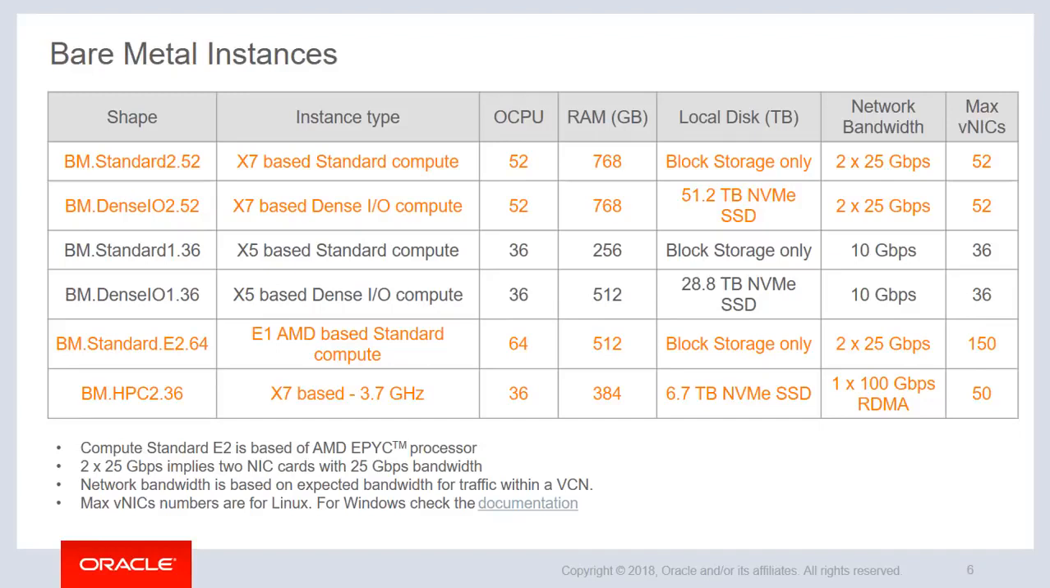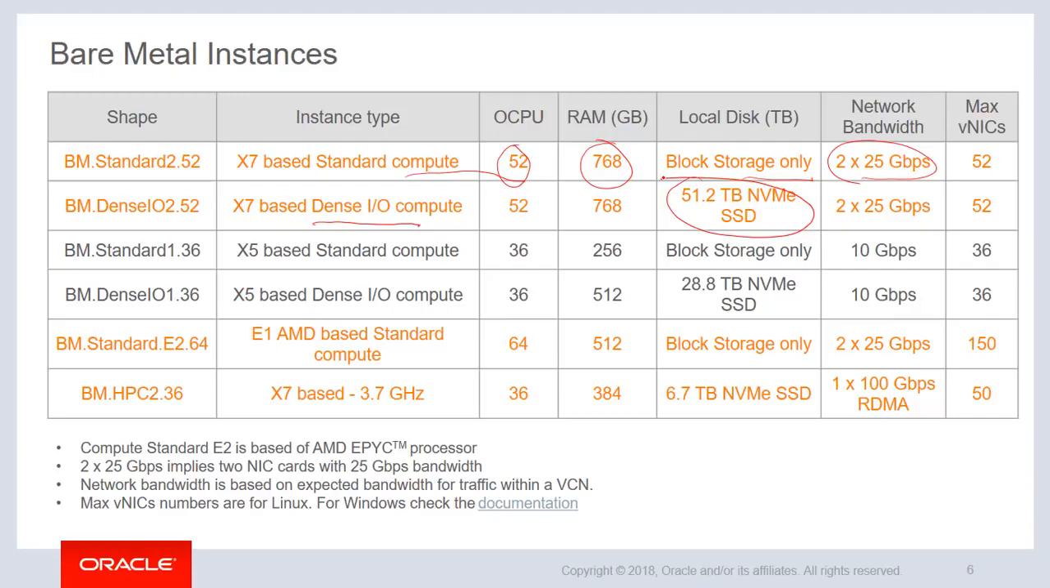Now, for the bare metal instance, we support various shapes, and you can see the standard X7 shape here, 52 cores, 768 GB RAM. It's only block storage, and you can see a network of 50 Gbps. On the other hand, we also have a dense IO shape, where everything else is the same, but it comes with 51 terabytes of local NVMe SSD drives. So if you have a high performance database which you want to run, you could run it. You get literally millions of IOPS which you could use.